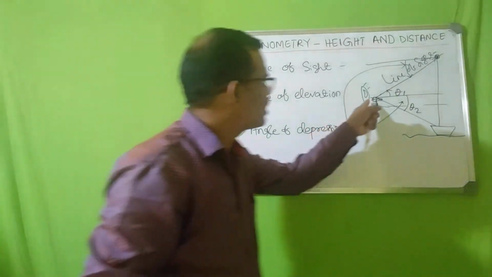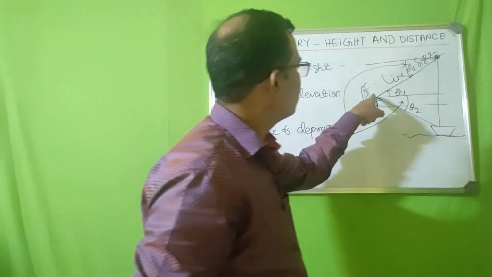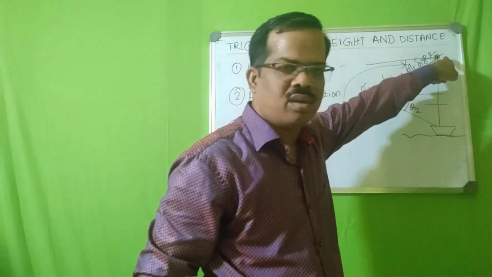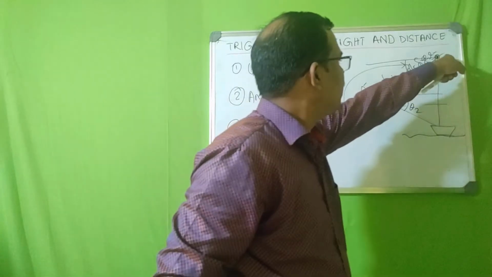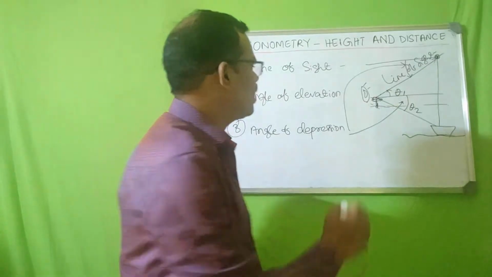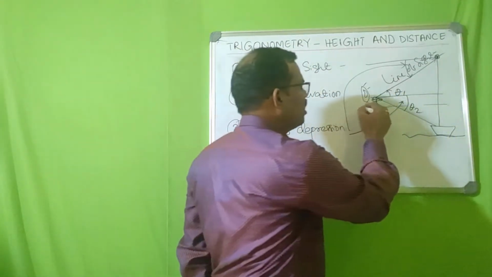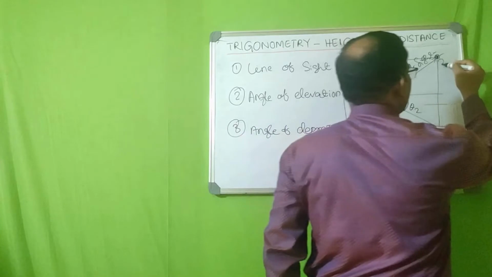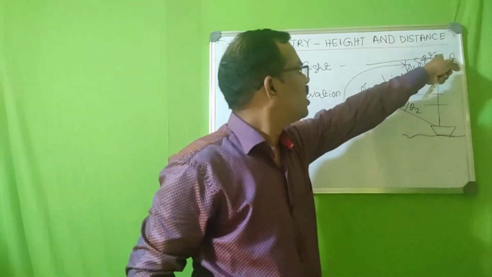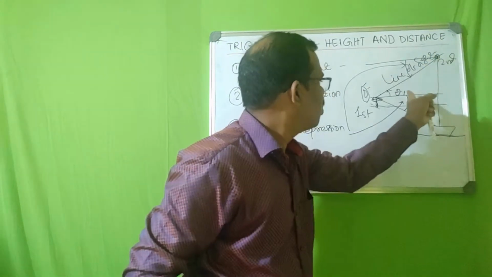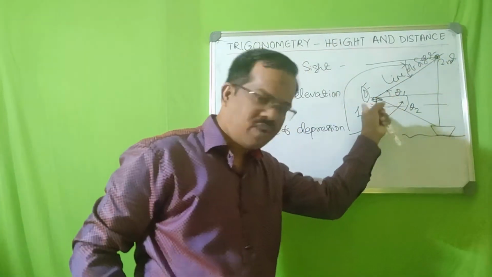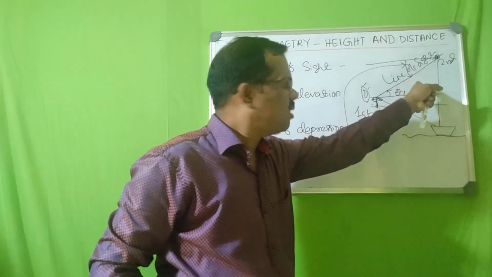Yeah? In this case, look at this, this person is looking at the tip of the lamppost. Similarly, there is another person who is on top of the lamppost and looking down. So this is the first person, this is the second person, right? For the first person, looking at the tip of the lamppost will become the angle of elevation, and for the second person, looking at the first person will become the angle of depression.